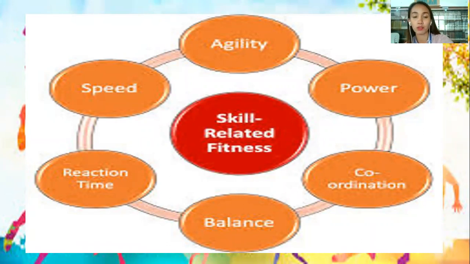These are the six components of skill-related fitness. The first one is agility. The second one is power. The third one is coordination. The fourth one is balance. The fifth one is reaction time. And lastly, speed. So those are the six components of skill-related fitness.